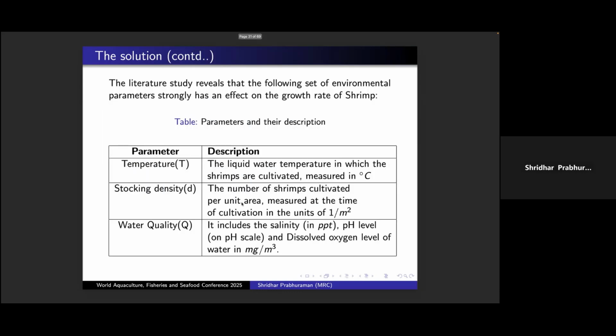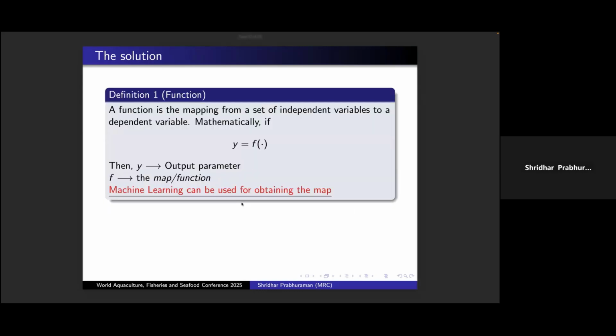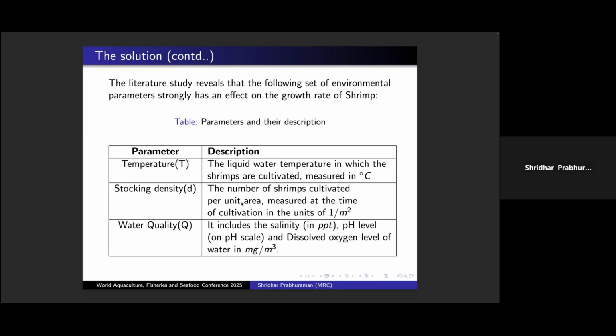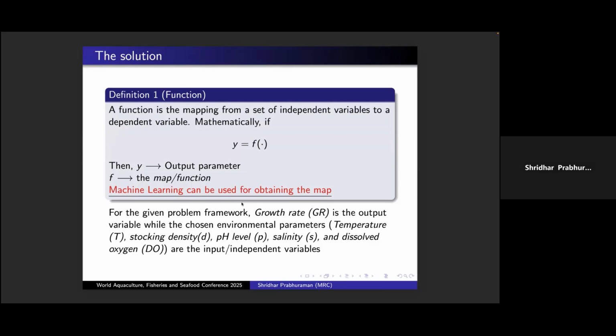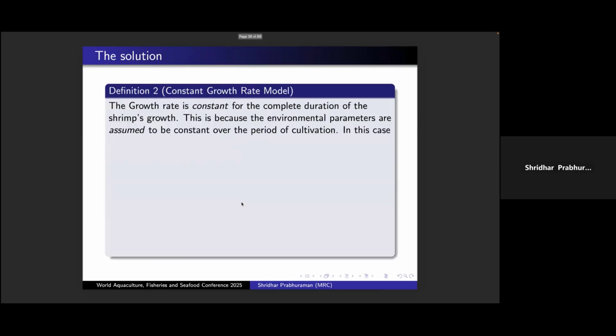Taking all these parameters into consideration, the basis of the whole project is a function that performs a mapping between all the parameters we see and the output, which is the growth rate of the shrimp. That is essentially what we derive from a machine learning model. A basic machine learning model can be used to obtain this kind of mapping between the input and output parameters, so what exactly that function f is supposed to be. In this problem framework, the growth rate is the output variable, and the temperature, stocking density, pH level, salinity, and dissolved oxygen are the independent input variables for this equation.